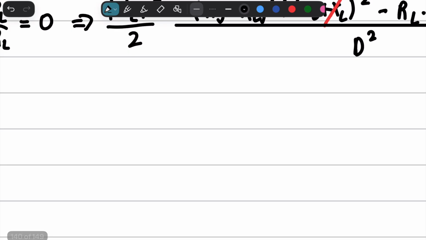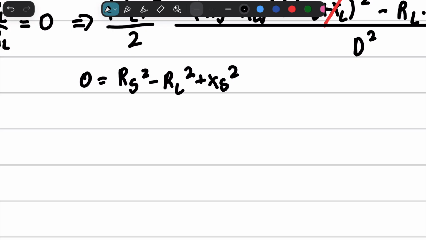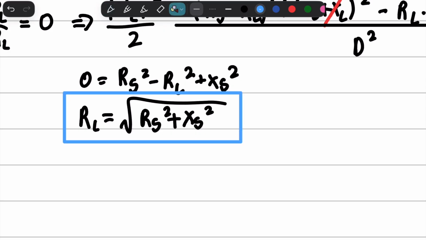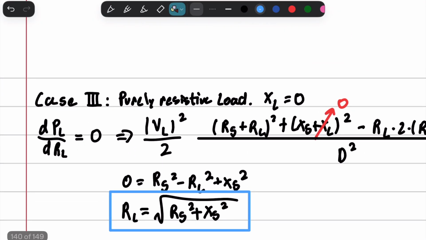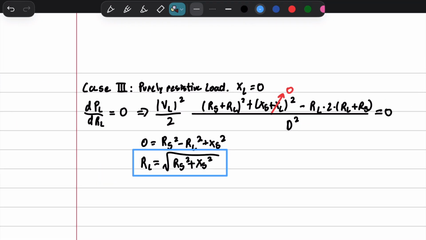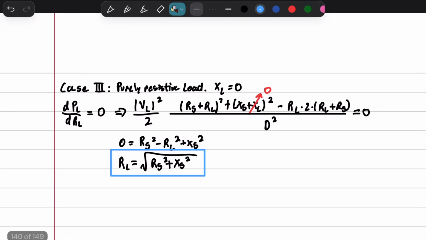Once we simplify all of this down, we get 0 is equal to RS squared minus RL squared plus XS squared. And then we get RL squared is equal to RS squared plus XS squared. So to optimize this case scenario, where XL is equal to 0, we're going to get RL is equal to the root of RS squared plus XS squared. Okay, nice. Let's go ahead and put this into practice with a few practice problems.